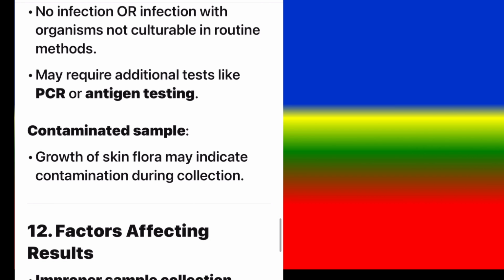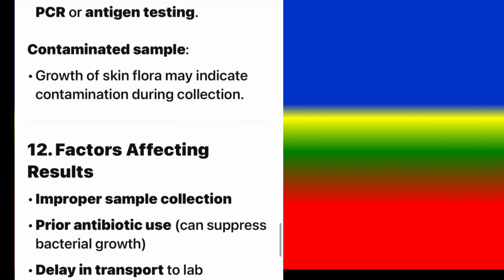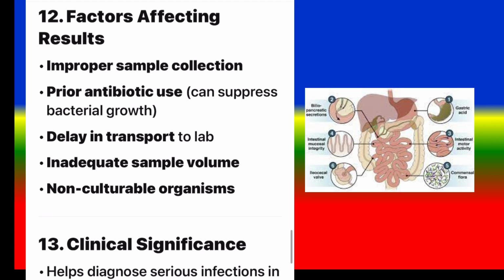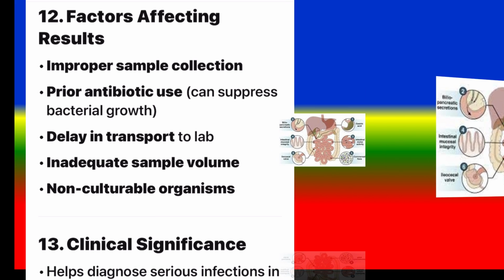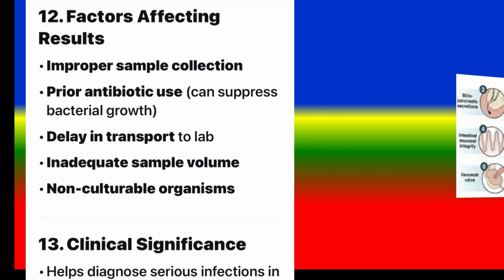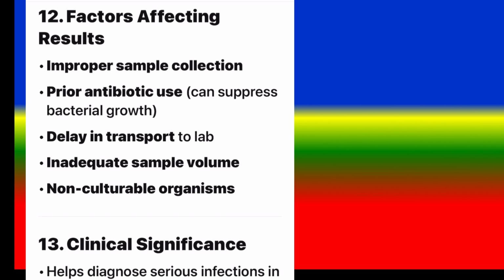Contaminated sample. Growth of skin flora may indicate contamination during collection. 12. Factors affecting results. Improper sample collection. Prior antibiotic use can suppress bacterial growth. Delay in transport to lab. Inadequate sample volume. Non-culturable organisms.